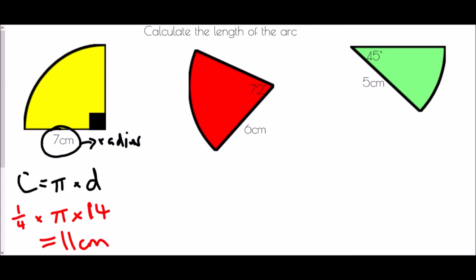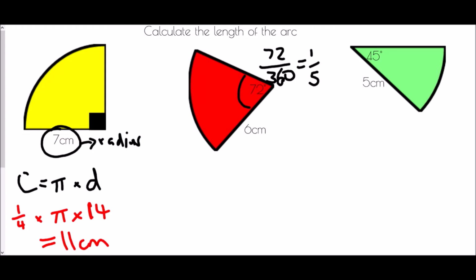In the red shape, we have, once again, only part of a circle. And the important piece here is the angle. What proportion of a full circle is 72 degrees? Well, if we look at 72 out of the total circle, which will be 360, that is exactly the same as 1/5.